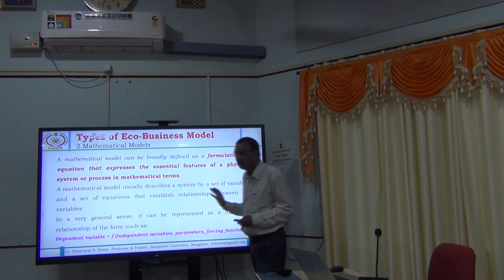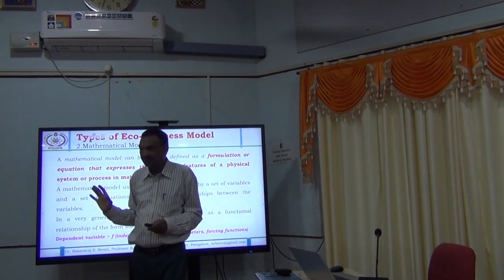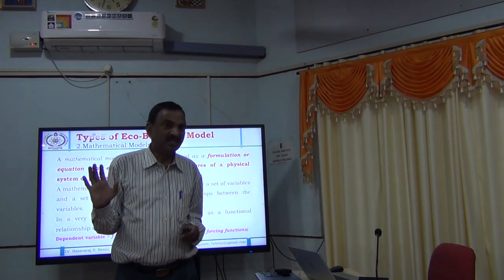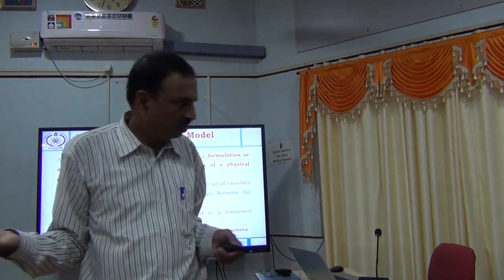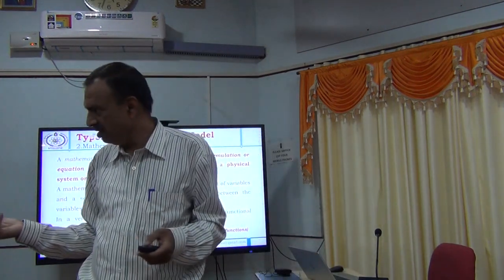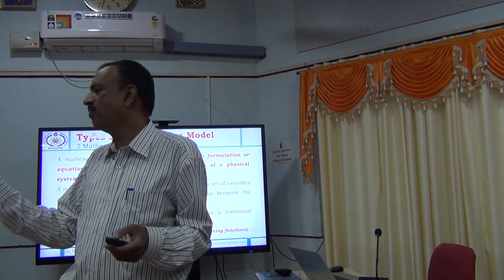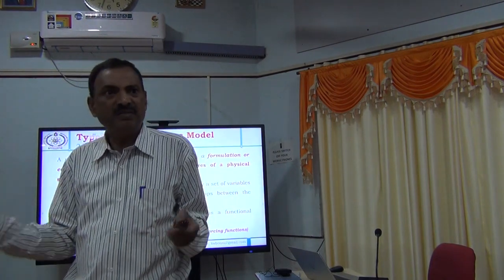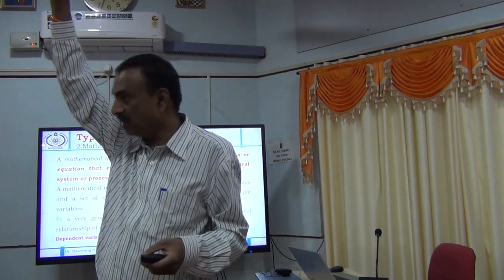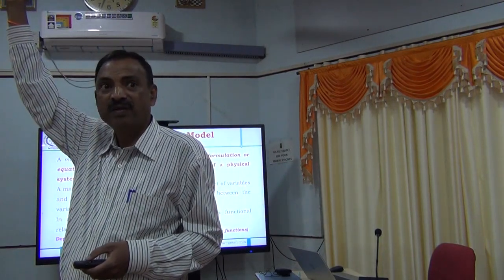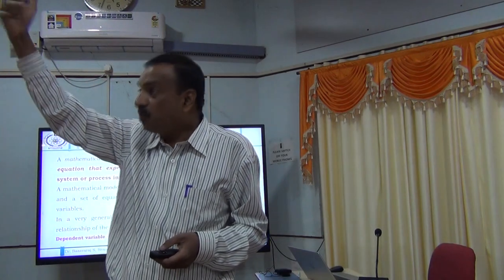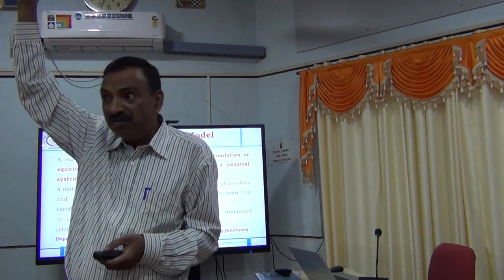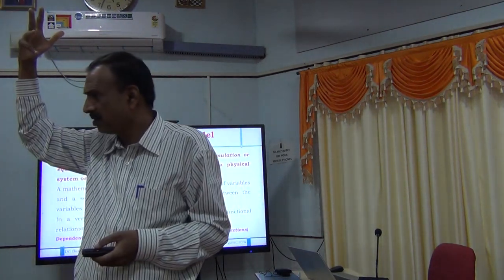What is the Keynes consumption function? C is equal to f of Y. C is consumption, f is a function and Y is income. It is a mathematical presentation of John Maynard Keynes' psychological law of consumption. This law of C is equal to f of Y has been questioned by four great economists.